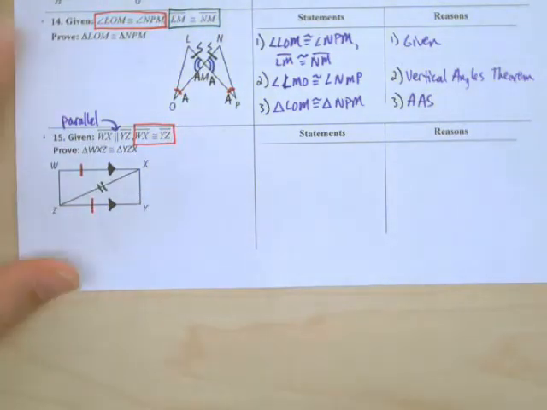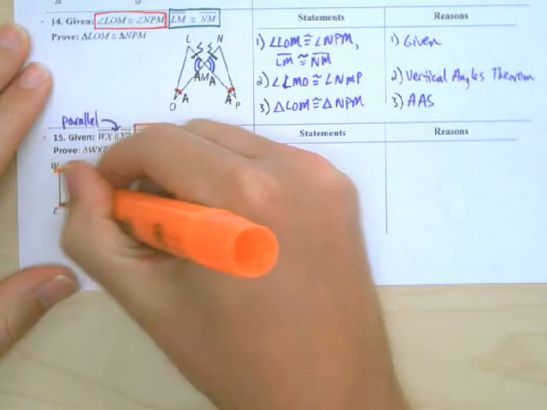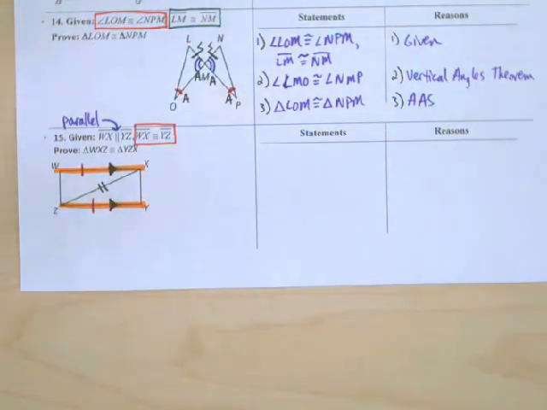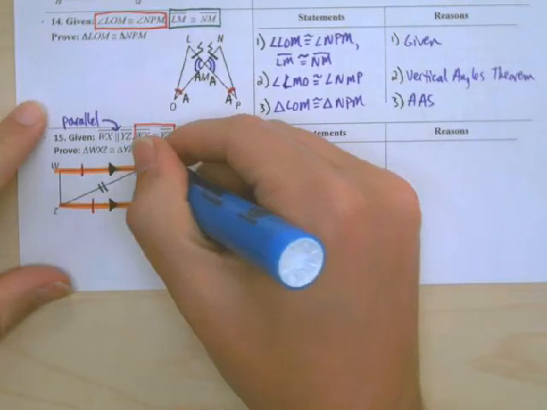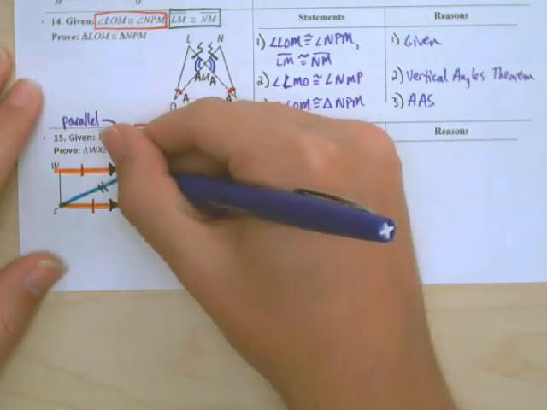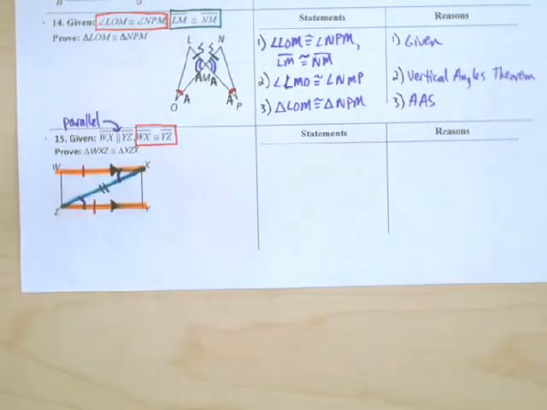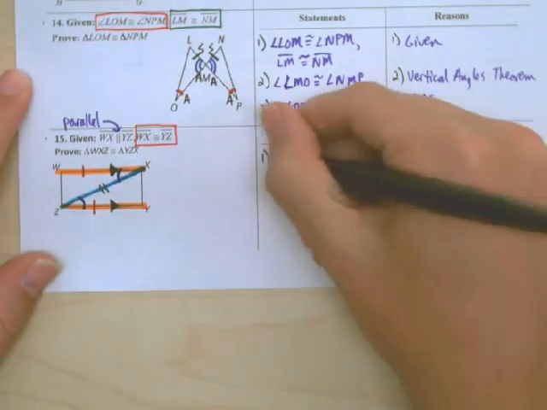The other implied information would be found by highlighting the parallel sides, highlighting the shared side, which acts as a transversal, meaning that this angle and this angle are congruent. And in fact, those are alternate interior angles. So now for the proof.